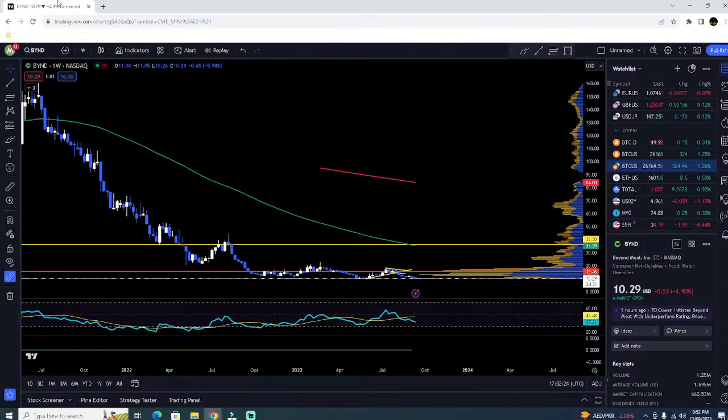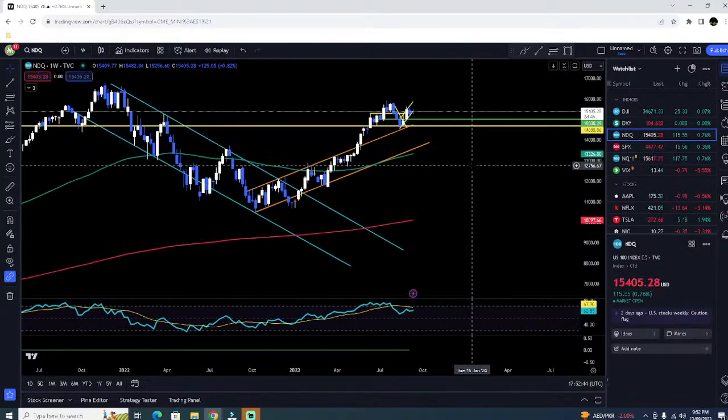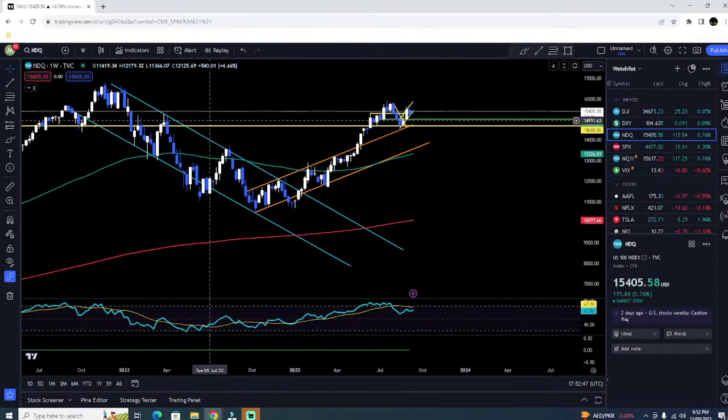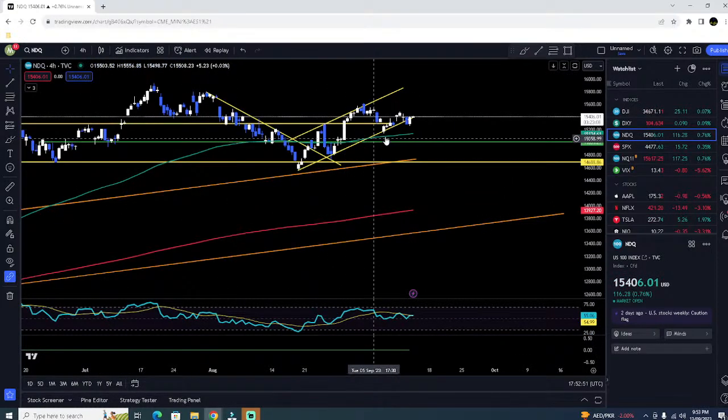So let's start taking a look at the markets and see what is happening across the board. So let's start with, of course, Nasdaq 100. 15,400 current price. Let's go into the 4-hour chart and just see what is happening.